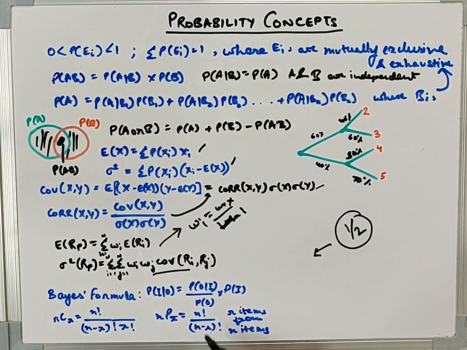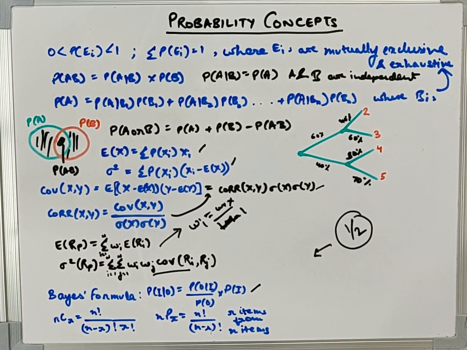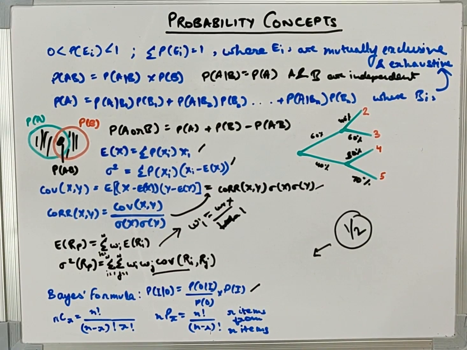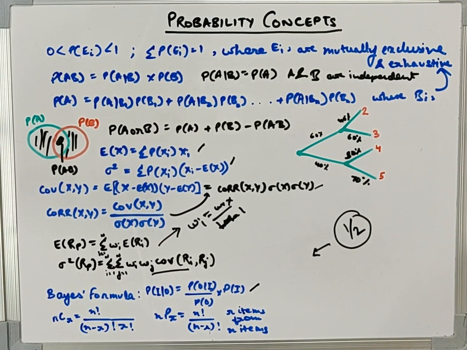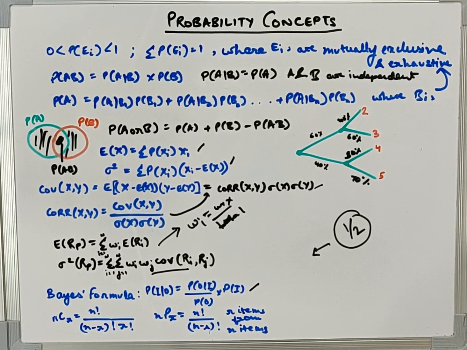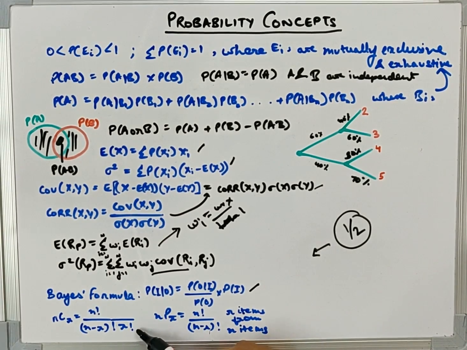Now Bayes formula is this, which is basically given the new information, what is the updated probability of the event happening. There are two more concepts, which are combination and permutation.